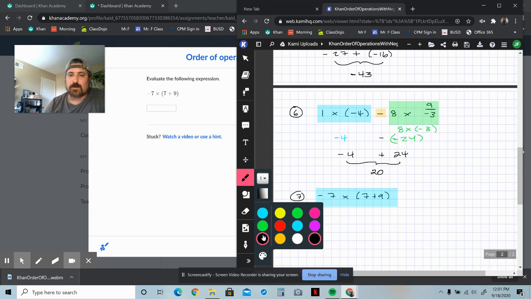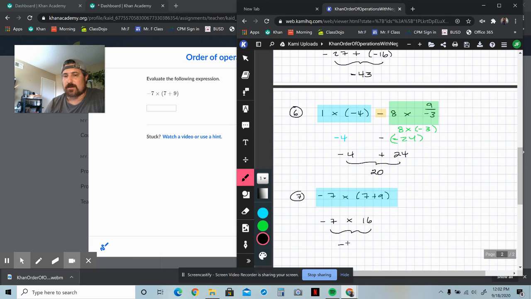That's it. So you're going to work within the parentheses, 7 plus 9 first. What is 7 plus 9? 16. So that's going to be negative 7 times positive 16. And then you're just going to multiply it. A negative times a positive is going to be a negative answer. And 7 times 16 is the same as 7 times 10 plus 7 times 6. So that's going to be 70 plus 42, which is going to be 30 to get to 100, plus 12 more, so 112. So it looks like negative 112.